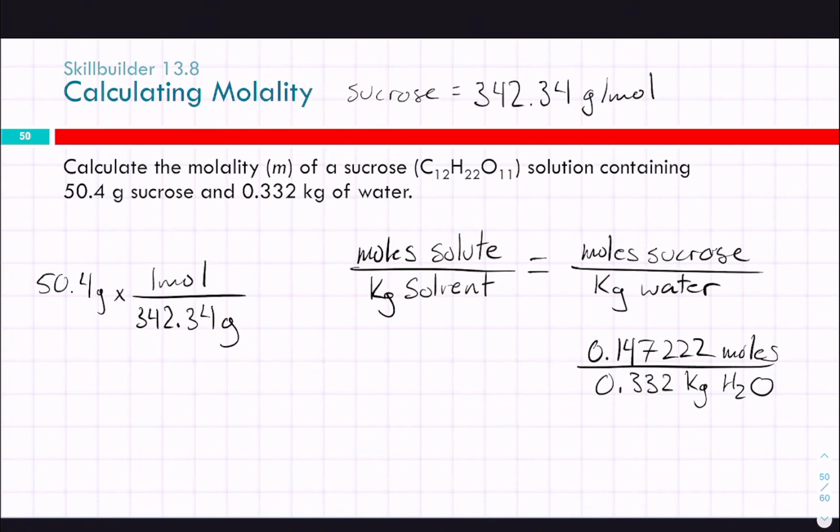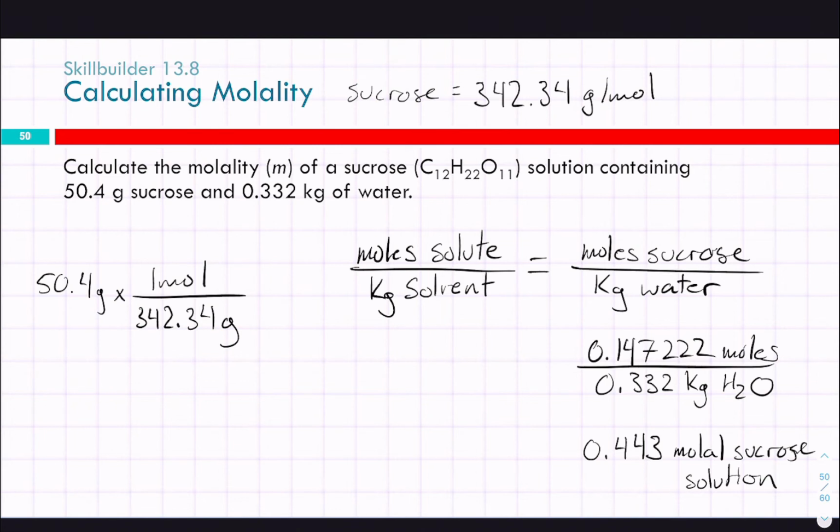So divide those things. This is a 0.443 molal sucrose solution. And this is why I think molality is the reason that we have to write moles as MOL instead of just lowercase m, because molality is lowercase m. Probably predates it. It's so much less useful than moles.